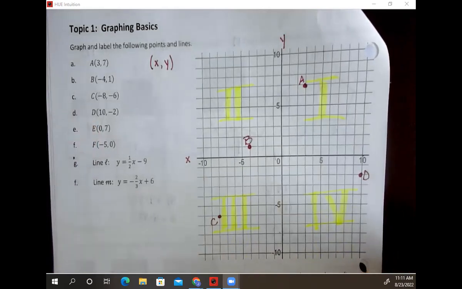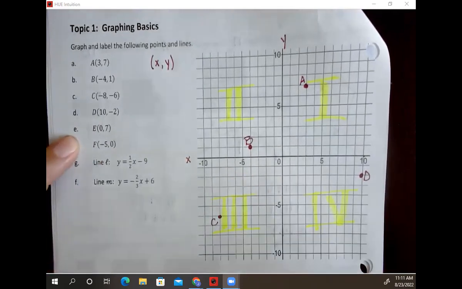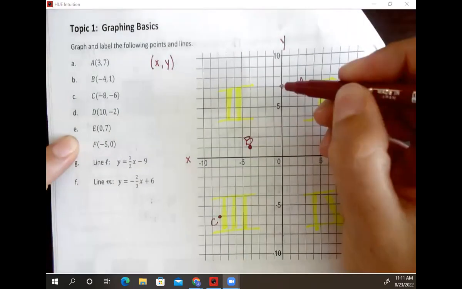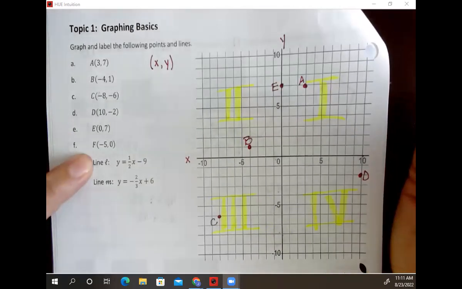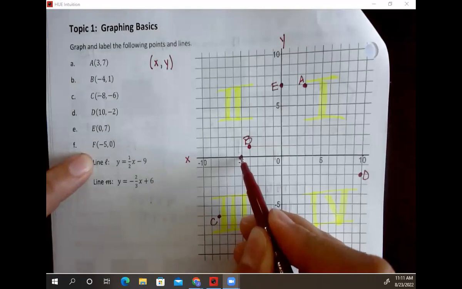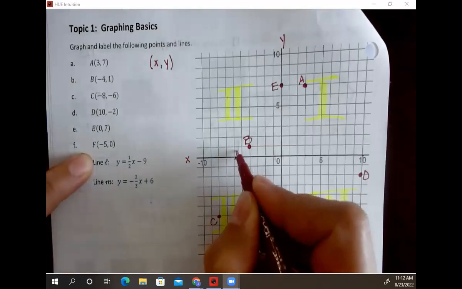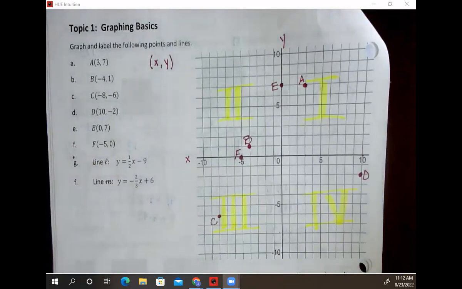And then E and F are both going to be on an axis. They won't be in a quadrant. They'll be on an axis. So for E, our x value is 0. So we're not moving left or right any. We're just going up to 7. So we're on the y-axis there for point E. For point F, we're going to be on the x-axis. We're going to where x is negative 5, and then we don't move up or down any. We stay on the axis for point F. Questions for me so far? This should be familiar, yeah? You guys have done this before, okay?